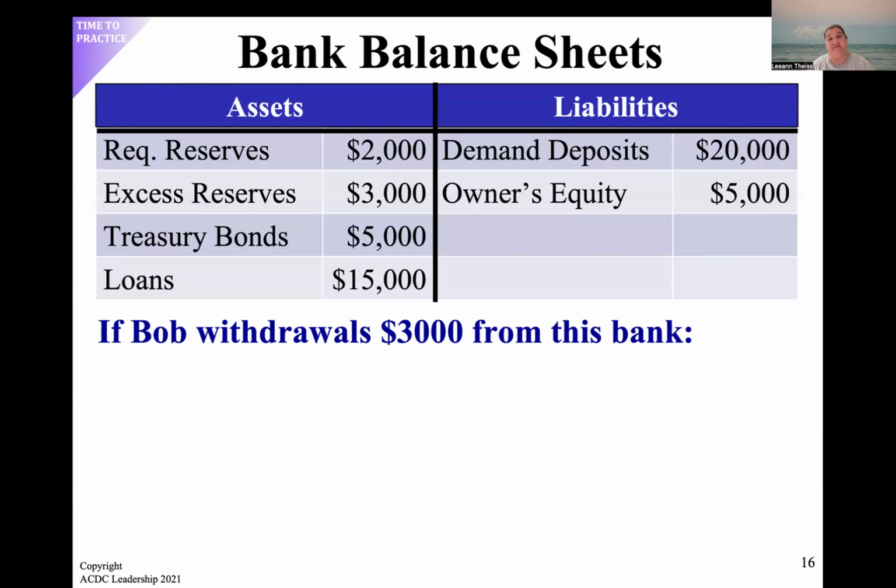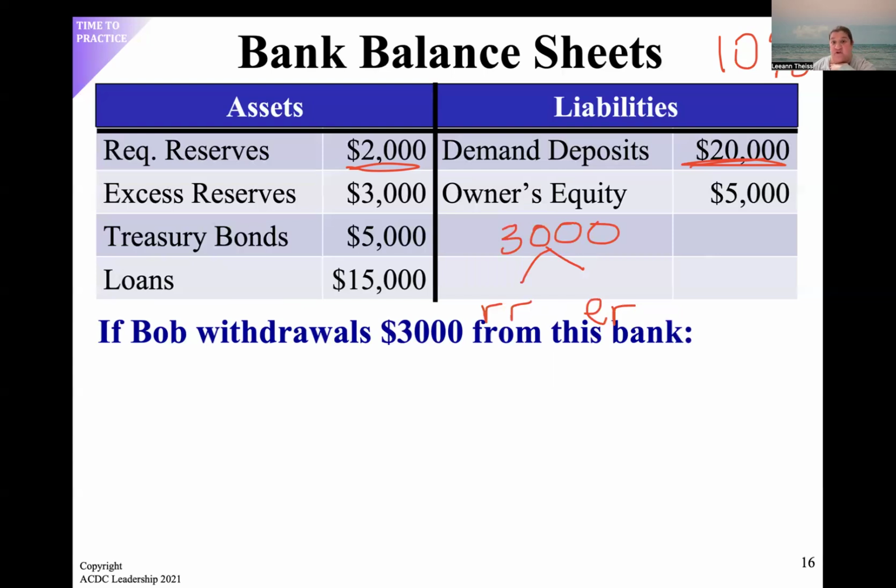So first thing that we have to do is figure out what is the reserve requirement. So the reserve requirement for this one would be 2,000 divided by 20,000, which means that our reserve requirement is 10%. Very often, you're going to get 10% as your reserve requirement. Every once in a while, they throw you a curveball and give you like a 5% or a 20%. But 10% reserve requirement is pretty standard in the banking industry. So this is most often what you will encounter. Okay. So if we have $3,000 that Bob wants to take out, let's split that up into required reserves and excess reserves.